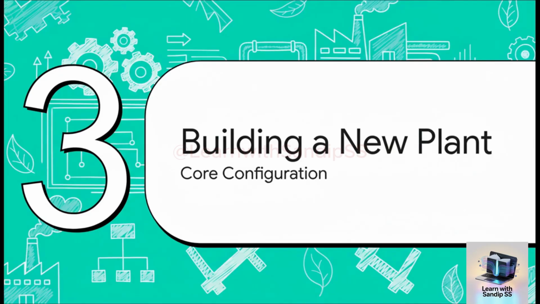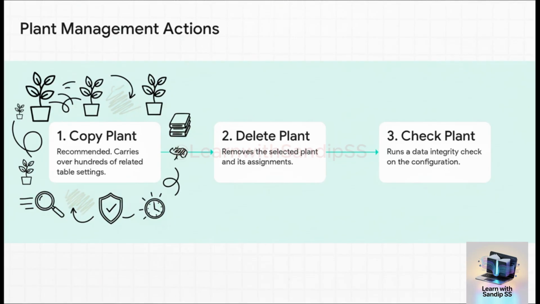All right, enough theory. Let's get into the practical side of things. How do we actually go into the system and construct a brand new plant from the ground up? When you get to the main screen for plant configuration, SAP gives you these options. Now let me tell you, 99% of the time, what you're going to do is copy an existing plant. Why? Because it's a massive time saver. It pulls over hundreds of dependent settings automatically, which drastically cuts down on configuration time and, more importantly, potential mistakes.